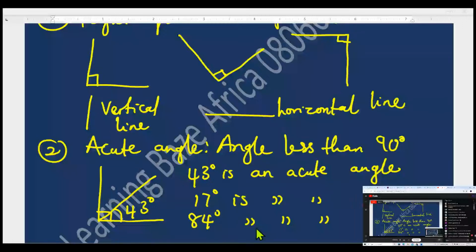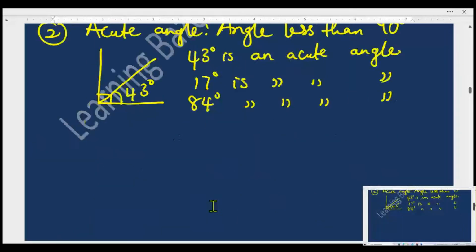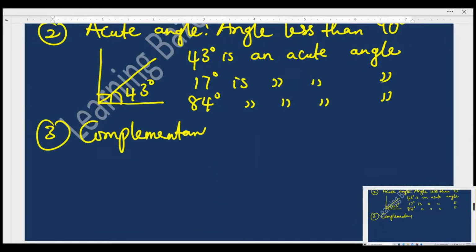Great. Now, one more type of angle: the complementary angle. All right. Now, this is a complementary angle. When two angles added up together give you 90 degrees, we call them complementary angles.